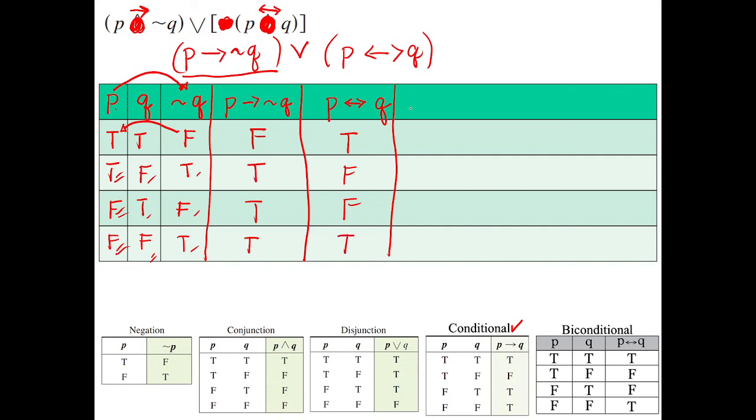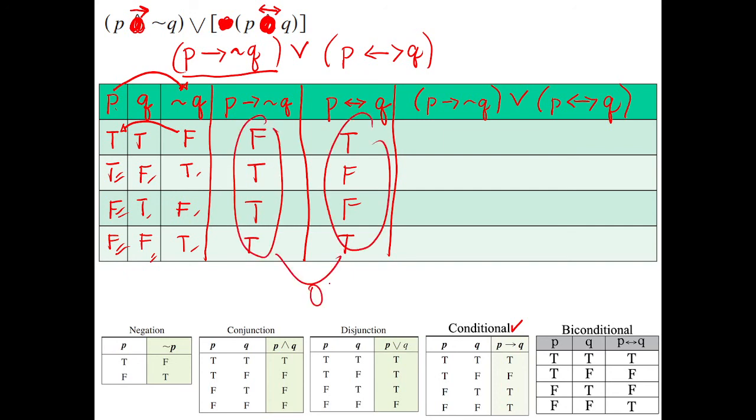And lastly, I will be comparing the two groupings. P implies not Q, or we have P if and only if Q. So this one and this one, I will OR. What is false or true? True. What is true or false? True. True or false? True. True or true? True. This is another tautology.